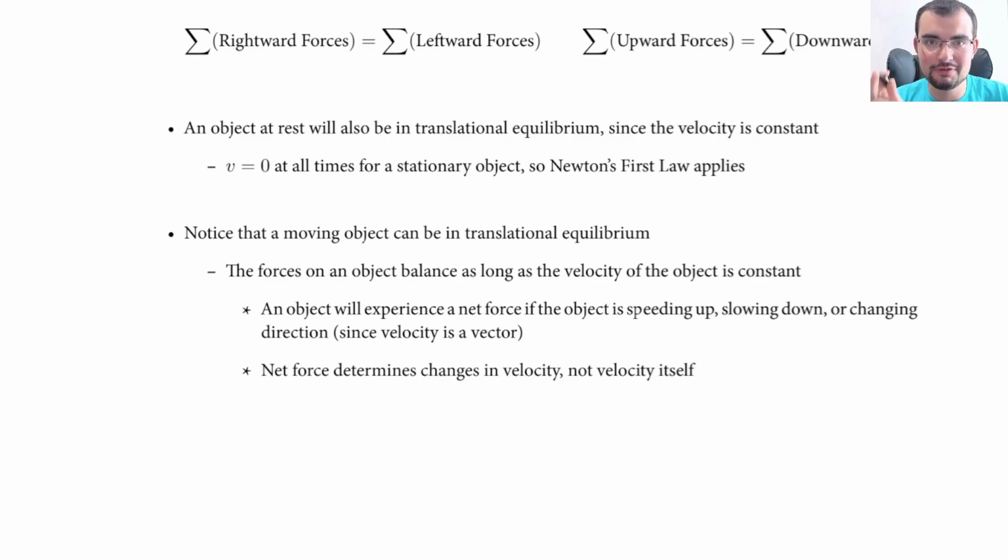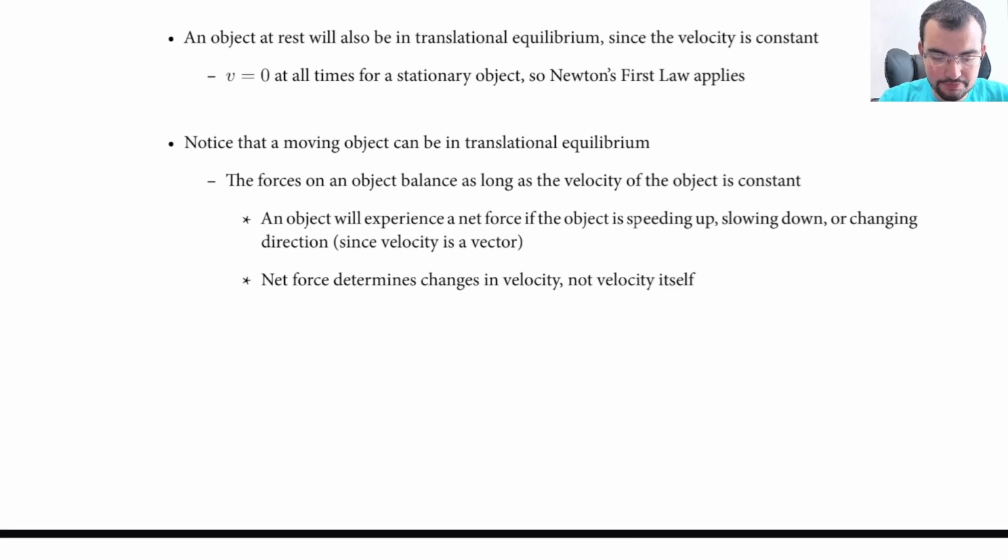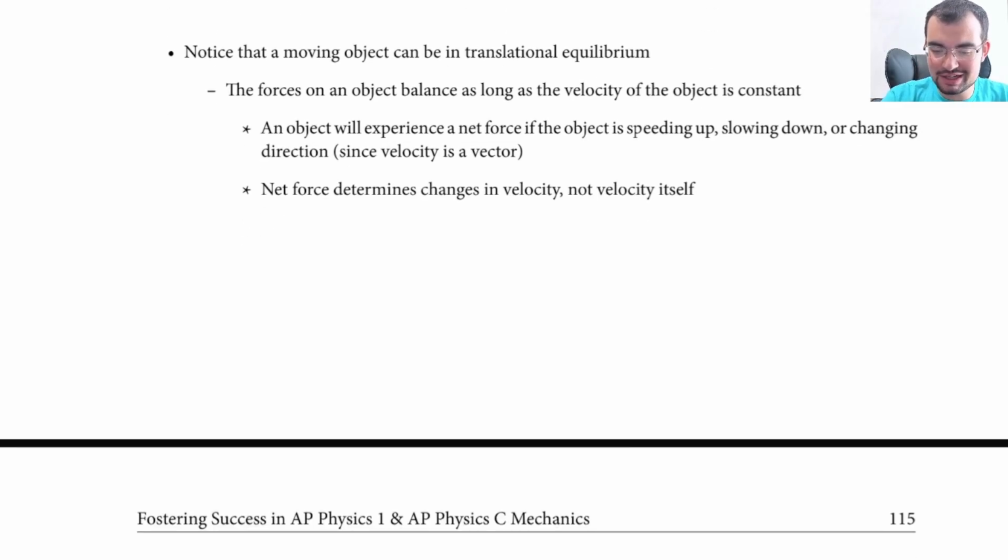Forces tell you if the velocity is actively changing or not. So as soon as you see constant velocity, you know that forces balance. So net force determines the change in velocity, not velocity itself. So that means your ways to experience a net force would be speed up, slow down, change direction, because those are the ways to change your velocity vector.